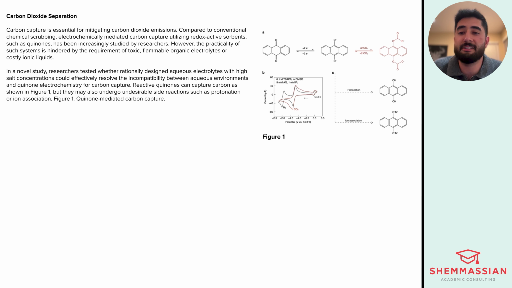And in this case, it tells us that figure 1 is pretty much showing us that this is how carbon capture can happen. But it also shows us that there are these side reactions that are undesirable, things that we don't want to happen. What are the things that we don't want to happen? Protonation and ion association. And so that would be about all I get for paragraph 2. So let's jump into figure 1 now.